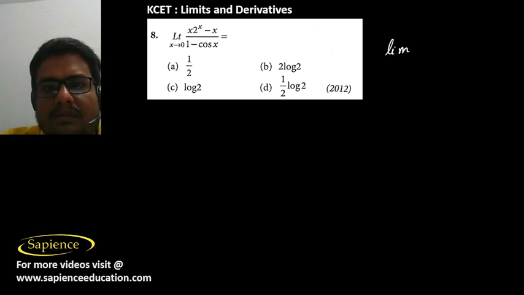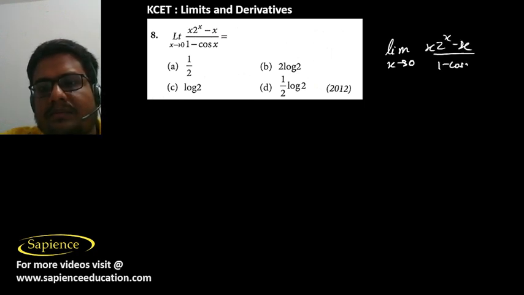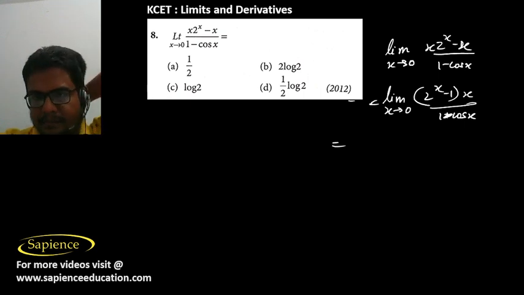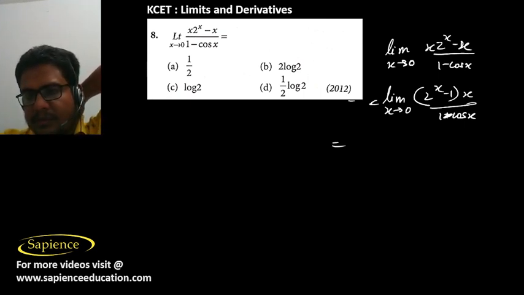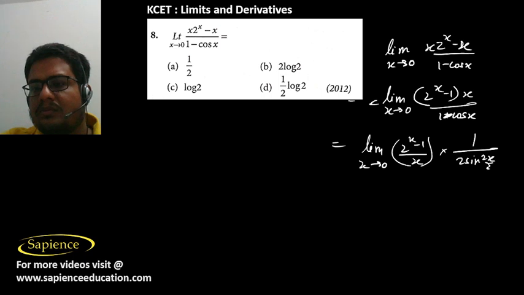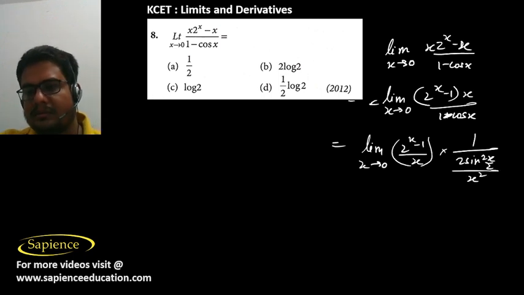So we have been asked to find the limit x tends to 0 of x into 2 power x minus 1 by 1 minus cos x. So this we can write limit x tends to 0 of 2 power x minus 1 into x by 1 minus cos x. So 1 minus cos x is 2 sine square x by 2. So this we can write limit x tends to 0 of 2 power x minus 1 by x into 1 by 2 sine square x by 2. Here we can write x square.